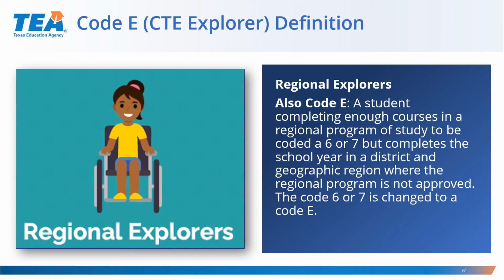Select regions applied for and were approved to offer these programs of study for credit. Students completing sequences of courses in a regional program of study that is not approved can still take and complete those courses. Just keep in mind that any Code 6 concentrator or completer level accomplishments are coded a Code E Explorer if the student is in a non-approved region for that program of study. Now let's take a closer look.